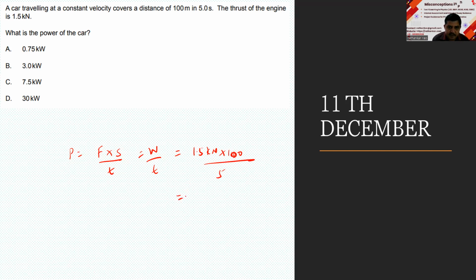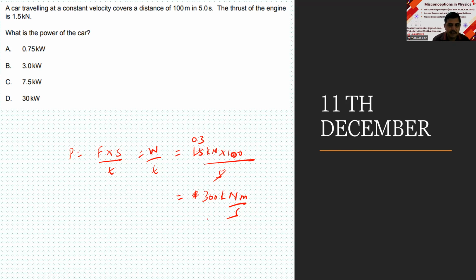So how much will this be? 5 ones are 5, and 0.3s are, and this should be 300 kilo. Now what is the unit over here? Newton meter per second. How much will this be? 300 watts. Okay, 300 kilowatts.